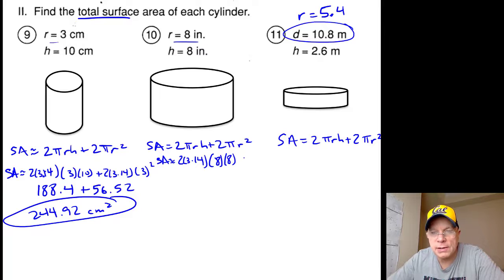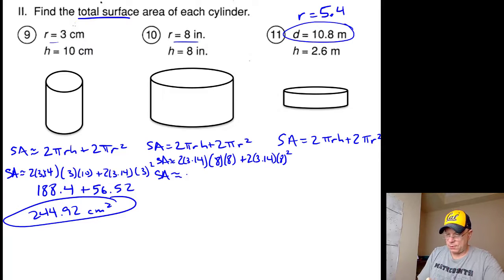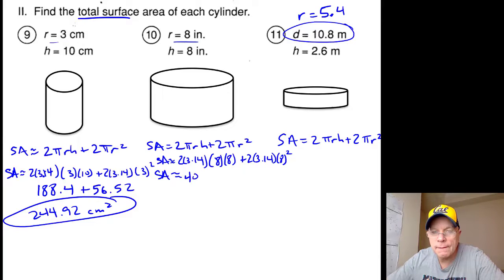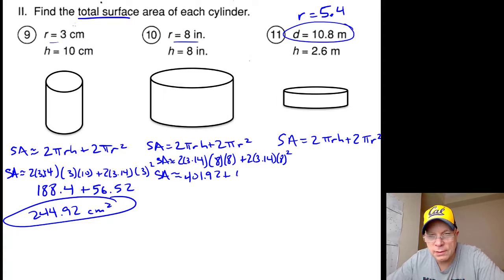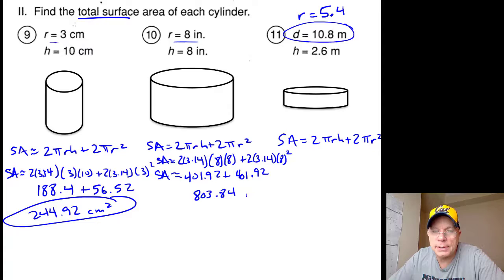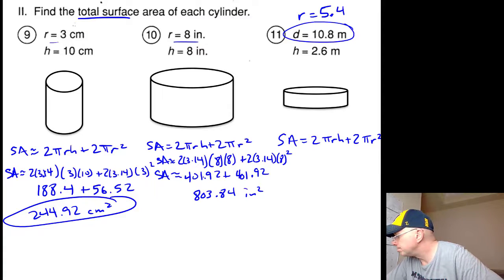This one, 2 times 3.14 times 8 times 8. Oh, that's convenient. The radius and the height are the same thing. I can't make a mistake substituting that way. So I get, for the first term, 6.28 times 64, 401.92, plus, oh, same thing, 6.28 times 64, 401.92. Two 401s is 802, and 92 doubled is 184, so 803.84 inches squared. That's right.